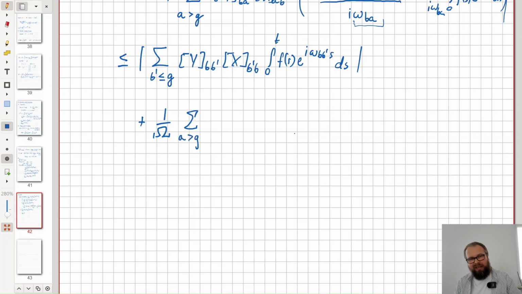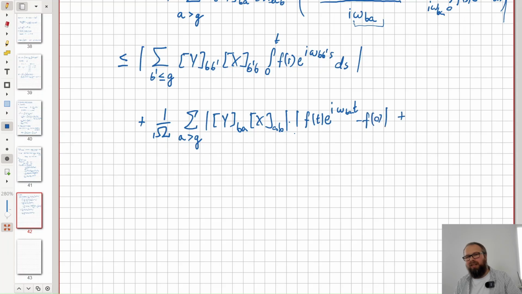Absolute value of A greater than G, absolute value of Y_BA, X_AB, absolute value, well, times the thing we calculated, T E omega_BA, T minus F0, plus corrections, big O of omega to the minus 2. Okay?